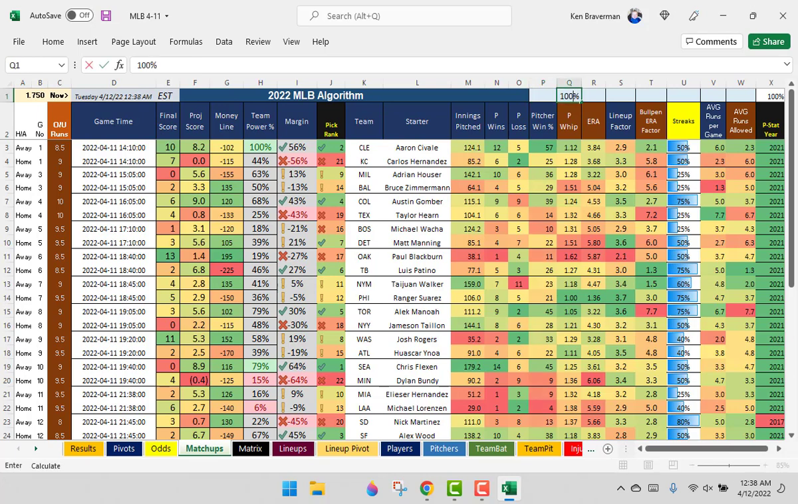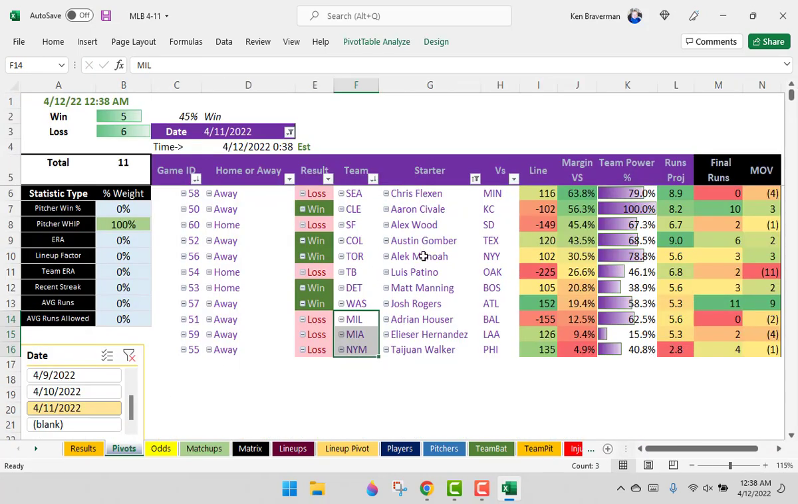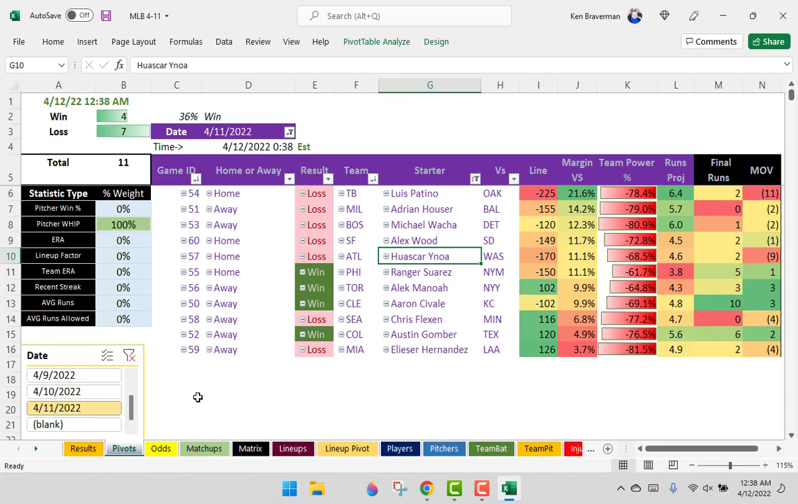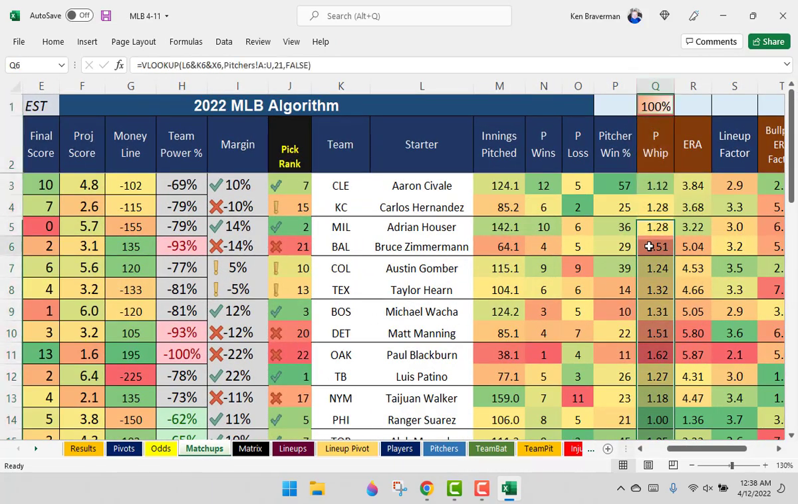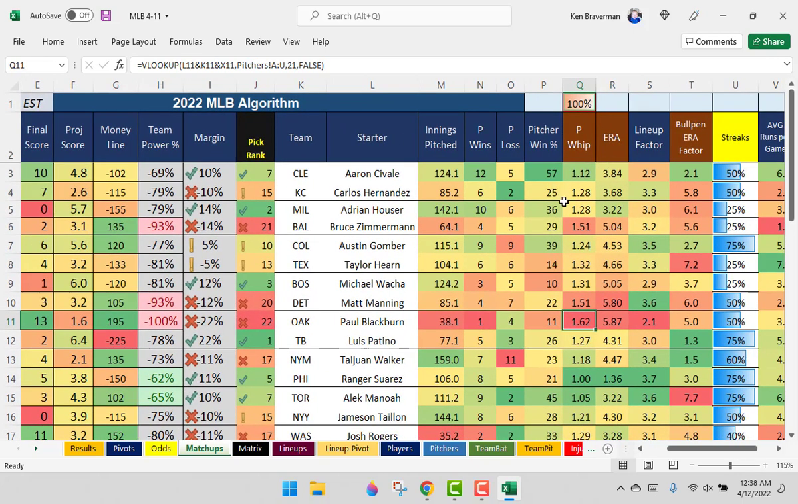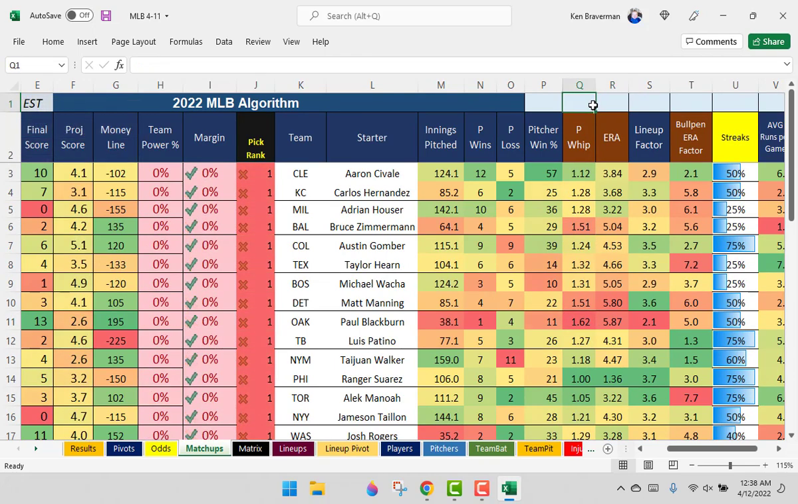This new pitcher WHIP that I've added, it's not going to do really well because it's a negative number. This is a negative factor. Any of these factors where the higher the number it is, the worse it is, you can notice that in red. That is what that means. Green is good, red is bad. So pitcher WHIP's a negative stat, so it's tough for it to predict everything when you use it as the only number.